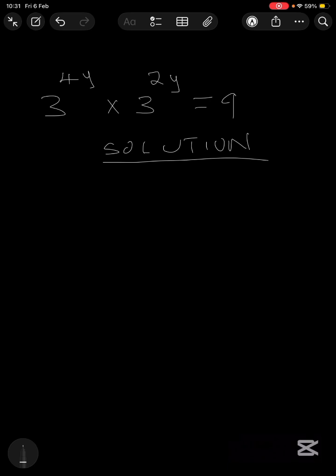Ensure the base is the same. We have 3 and we have 9. The base must be the same. As you can see, this 9 is the same as writing 3 power 2.